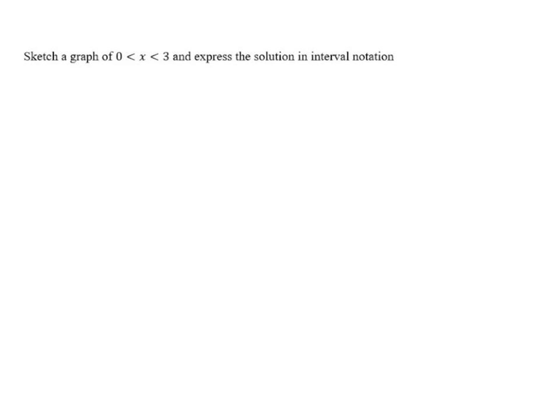Sketch a graph of 0 is less than x, which is less than 3, and express the solution in interval notation. This is called a double inequality because there are two inequality signs here. Let's make our number line, and then we'll talk about how to interpret this.